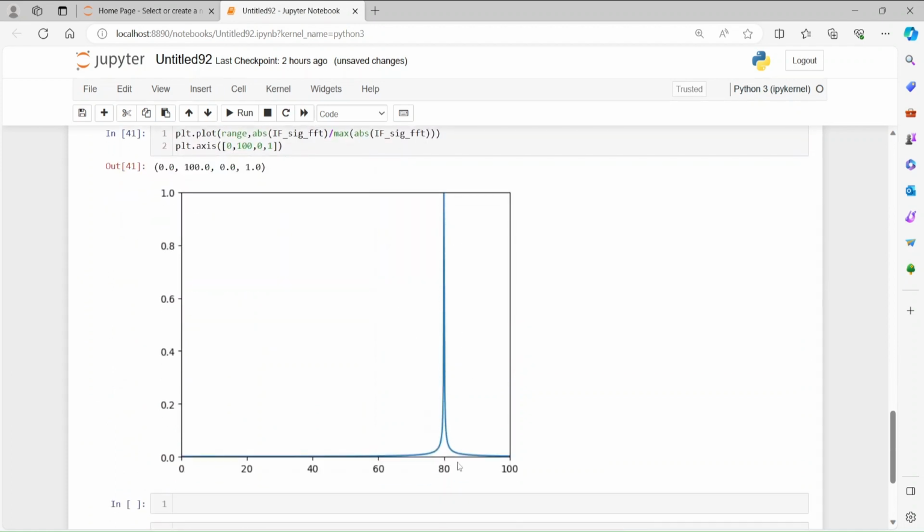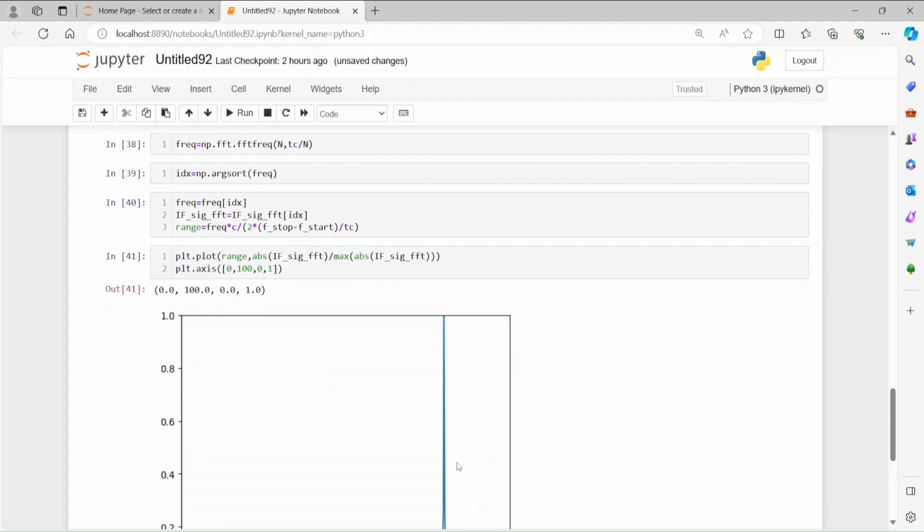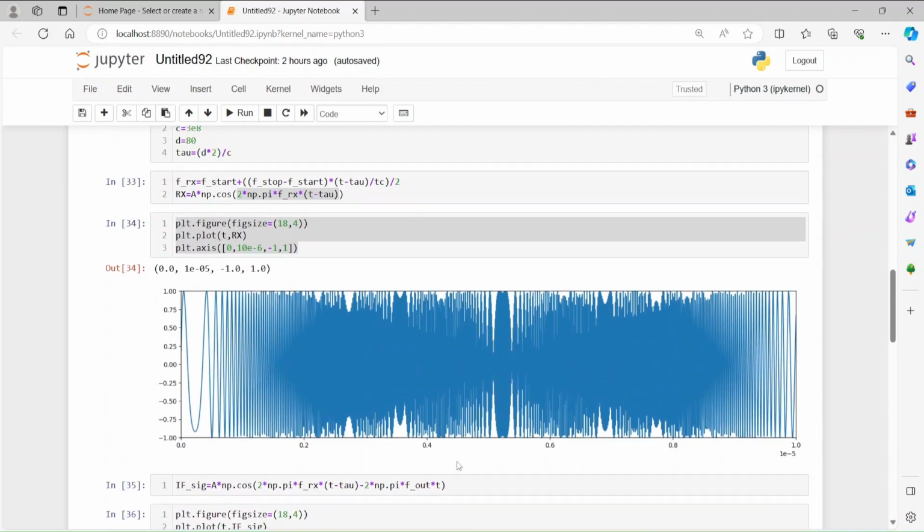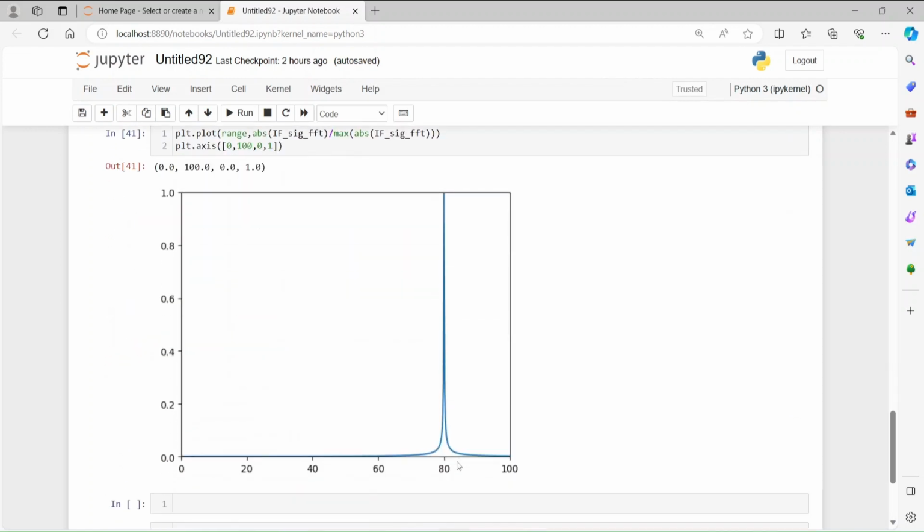So this is how we can simulate a radar target. You can also add some noise to see how this is performing, how the FFT is performing. We can do a lot of things here.